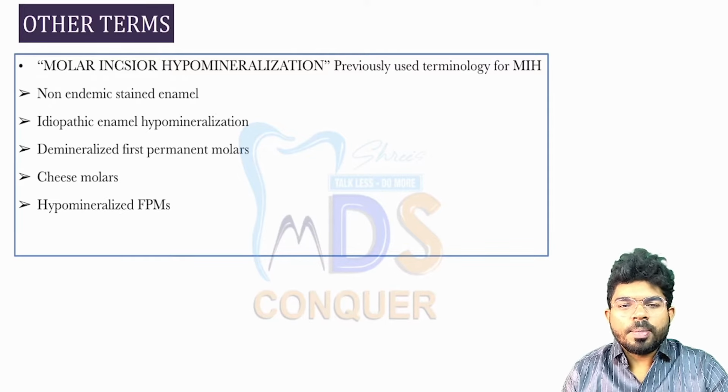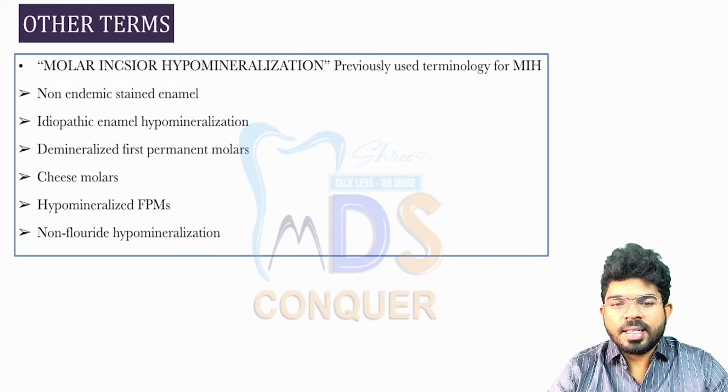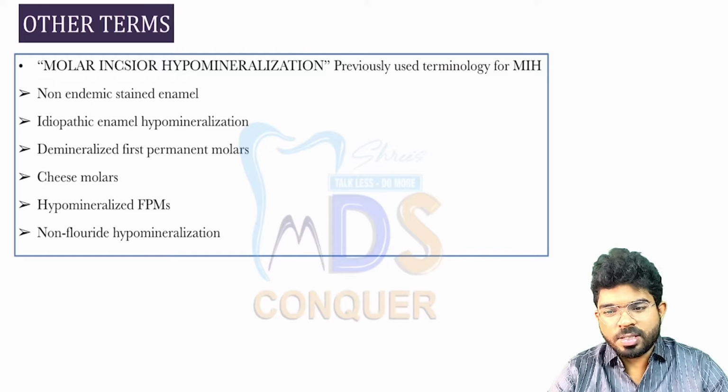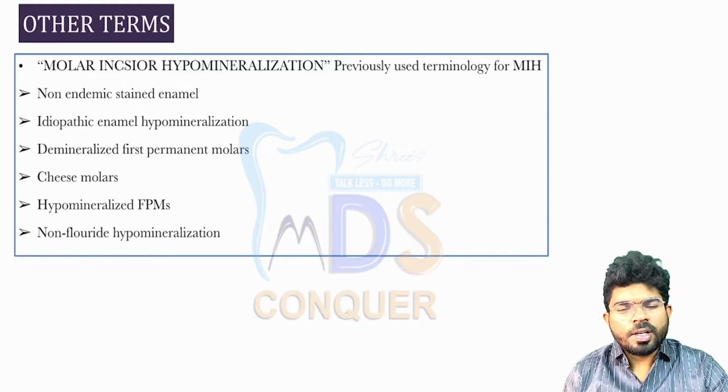And the next important terminology is hypomineralized first permanent molars. So these are the other terms, and very frequently nowadays this question was asked in INI CET: what is the other term for MIH? It is non-fluoride hypomineralization. It's nowhere related to fluoride. So these are other terms that you have to make a note of.